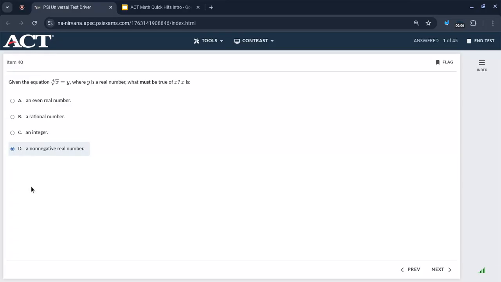Again, Desmos doesn't really help us too much with this one in understanding what's happening. We can put those numbers into Desmos to check a little bit, but really we have to understand our vocabulary and what all these things mean. What does a real number mean? What does a rational number mean? What does an integer mean? And then non-negative real number.